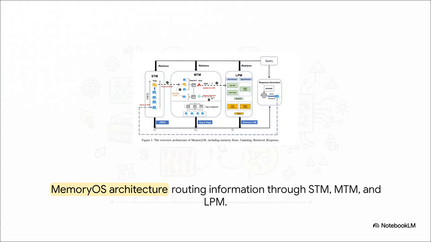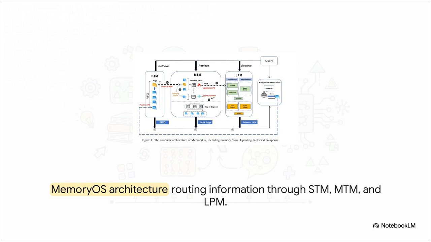The best way to think about this memory OS architecture is that it mirrors a traditional computer operating system. Raw, real-time data enters the short-term memory, or STM. Now, if that data is part of an ongoing topic, it gets grouped and paged into midterm memory, the MTM. But the real magic happens when the system detects high utility, or heat, in a specific segment. Only those highly valuable insights are summarized and permanently pushed into the long-term persona memory, the LPM.